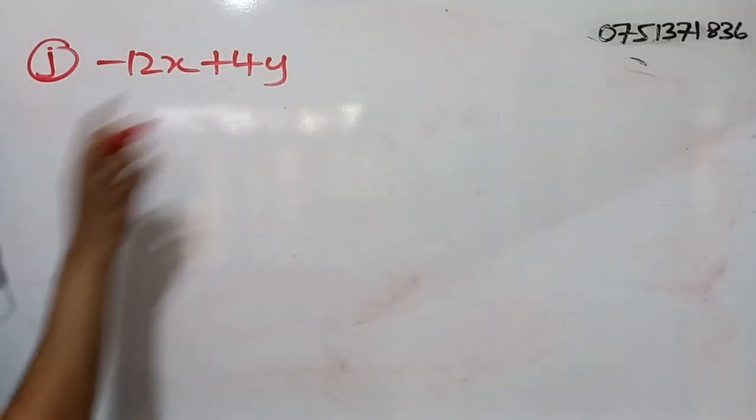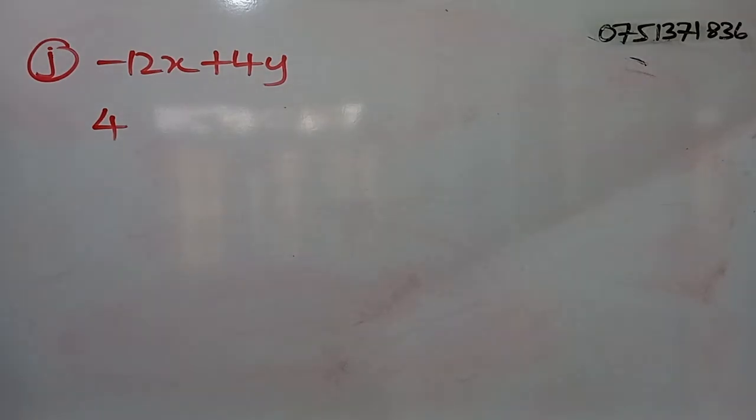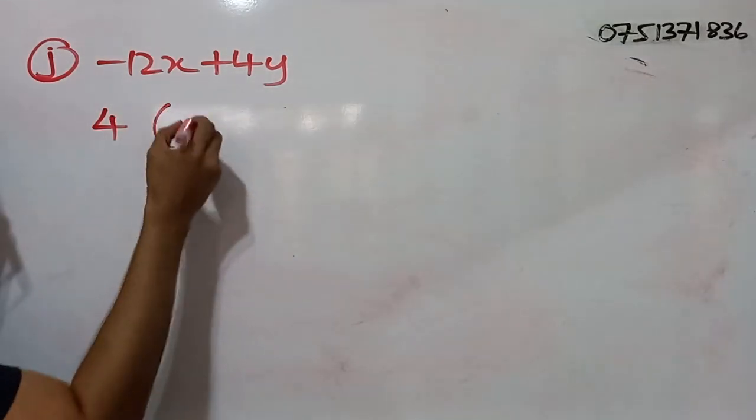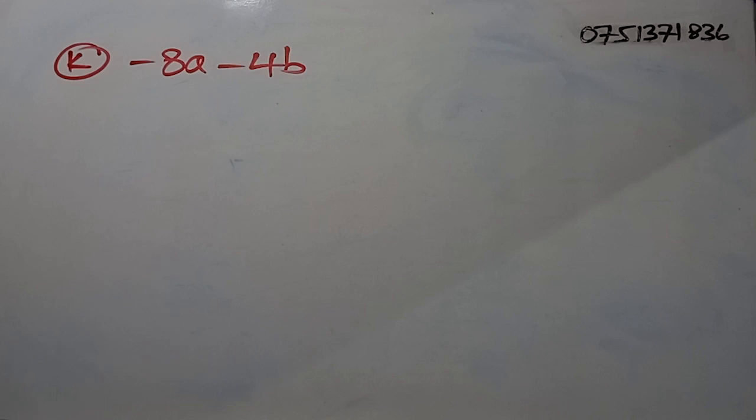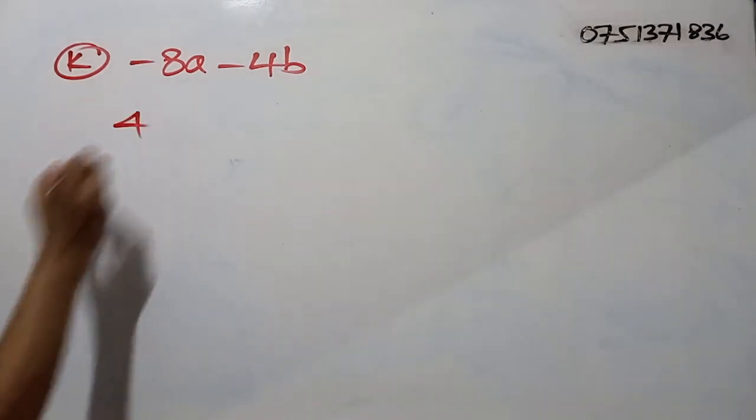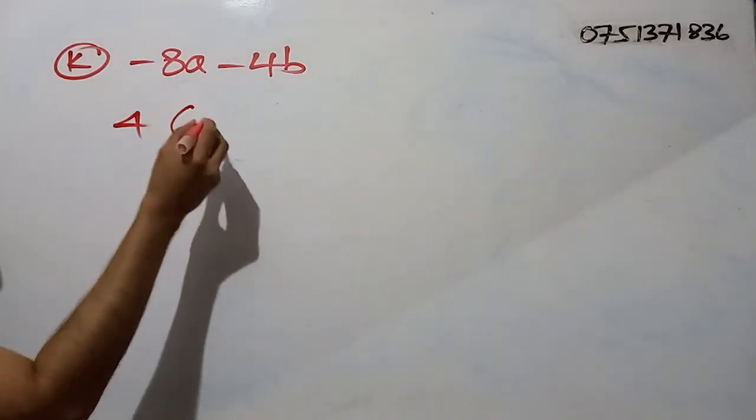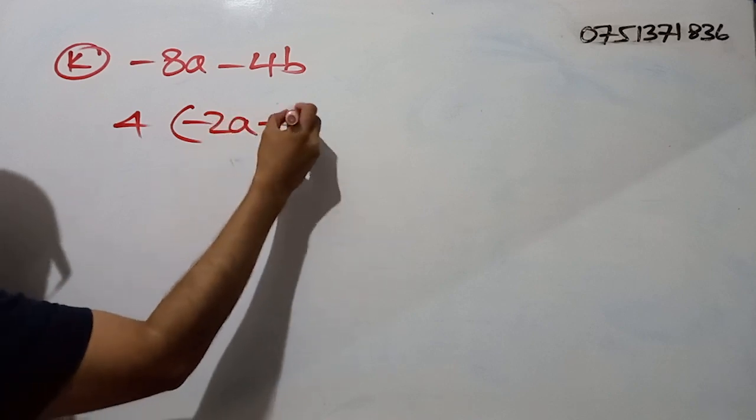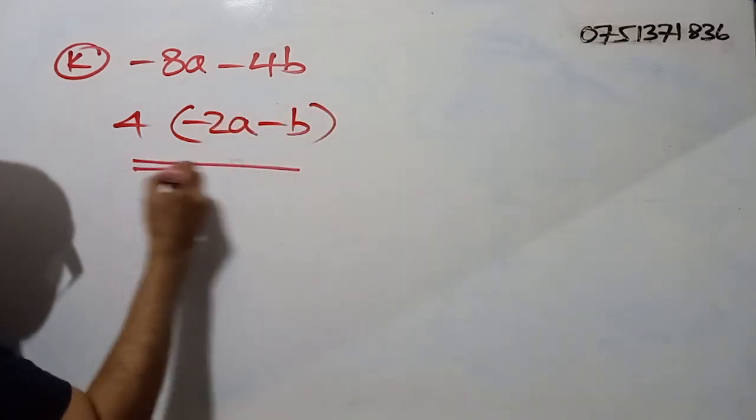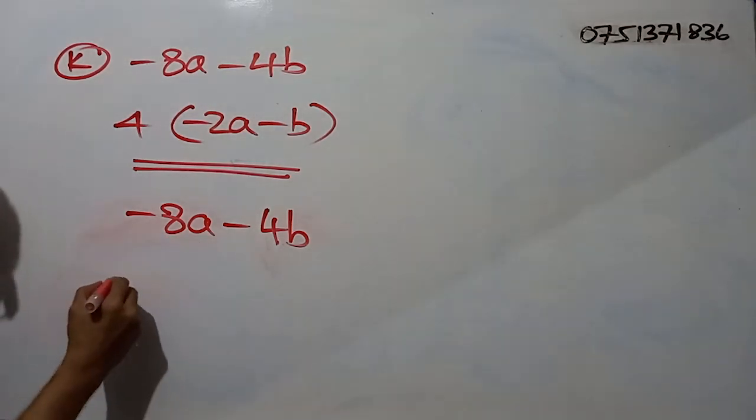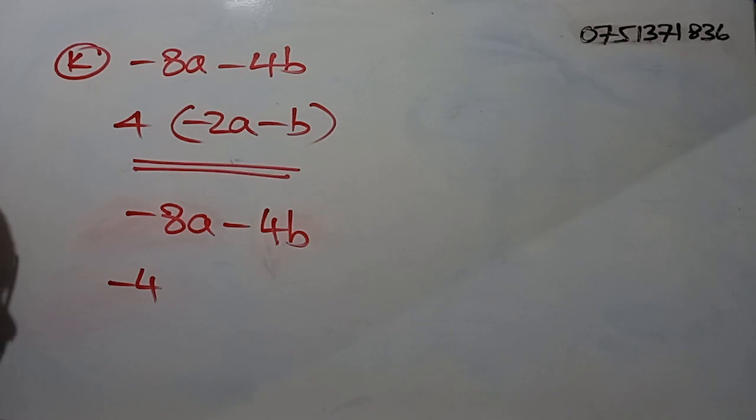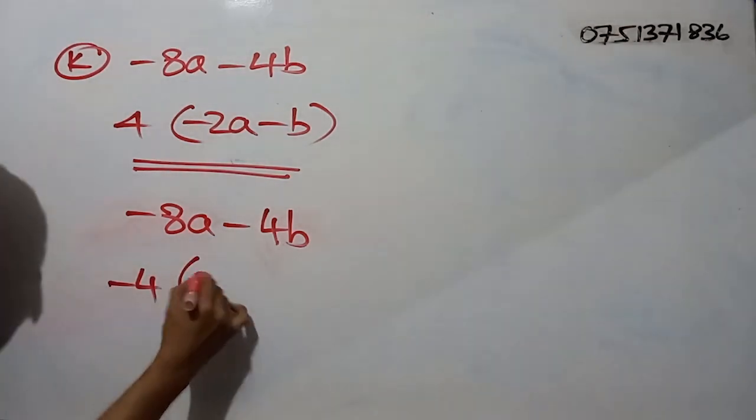Right, here what will be the factor? 4. So what goes inside the brackets? Negative 3x plus y. So this will be the answer. Right, simple k. So here I can take 4 as a factor. So what goes inside? Negative 2a minus b. So this is the answer. So in this expression, I can also consider a negative factor. So I can take negative 4 as a factor. What goes inside? Positive 2a.